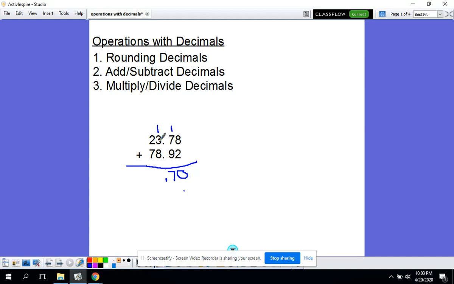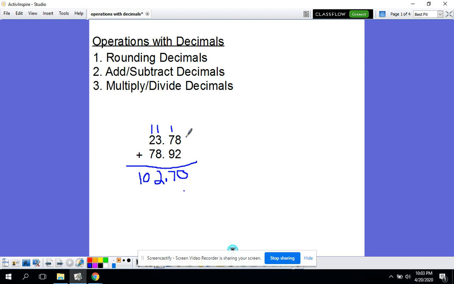Now I'm in the ones place. 1 plus 3 is 4, plus 8 is going to be 12. So I take that to the tens place. And then 1 and 2 is 3 tens, plus 7 tens, it's going to be 10 tens, which is actually 100. So my answer is 102 and 70 hundredths, or 102 and 7/10.